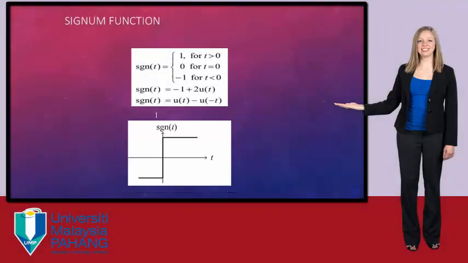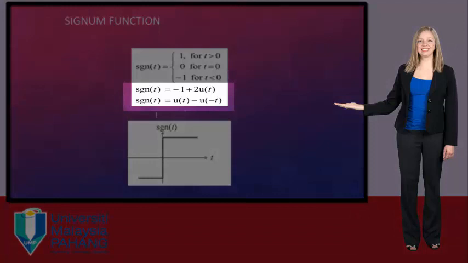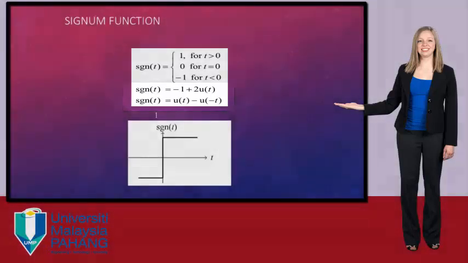The signum function also can be generated from unit step function. Here are the examples. We have two examples here. First is sgn(t) equals negative 1 plus 2u(t), and the second example, sgn(t) equals u(t) minus u(minus t).